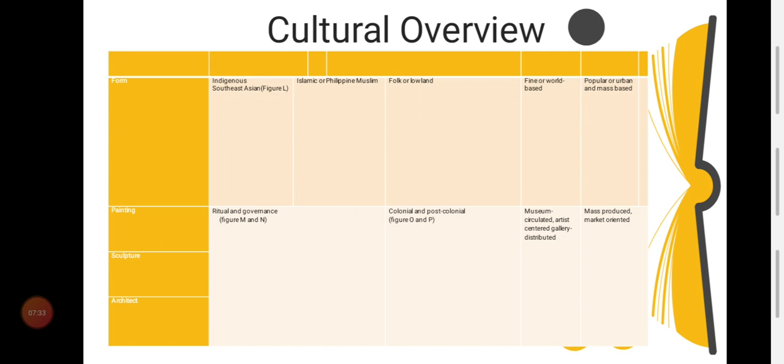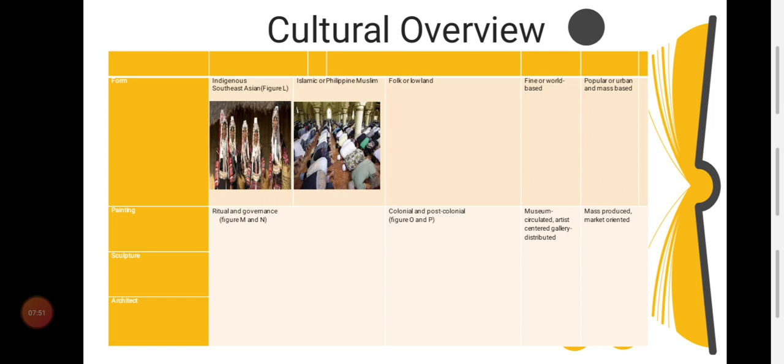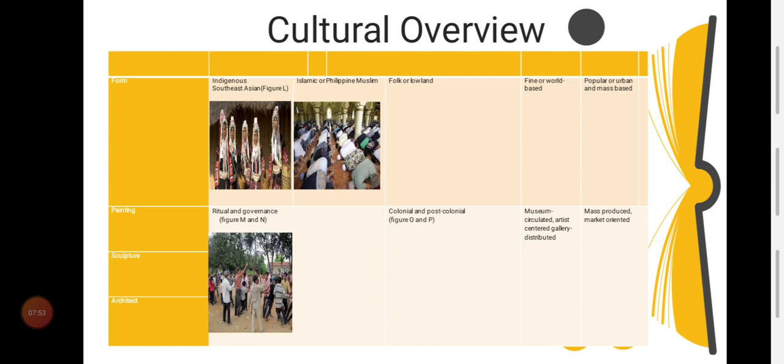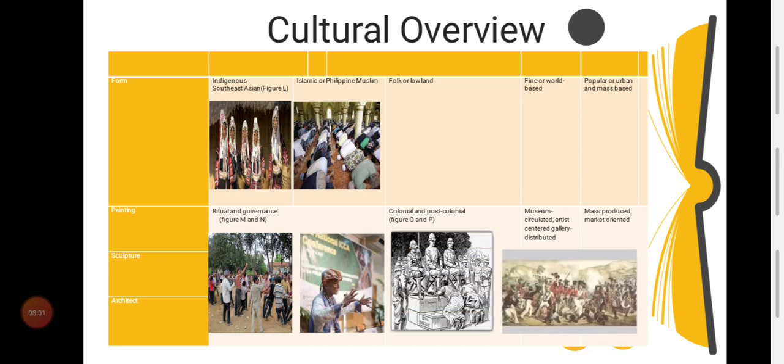We also have the cultural overview. It shows here how people with different ethnicities contributed their form of art to their places. Just like this, IPs, our Muslim brothers, the ritual and governance, so it really affects and changes their lives and perspectives through the art that they could see from the other artists.